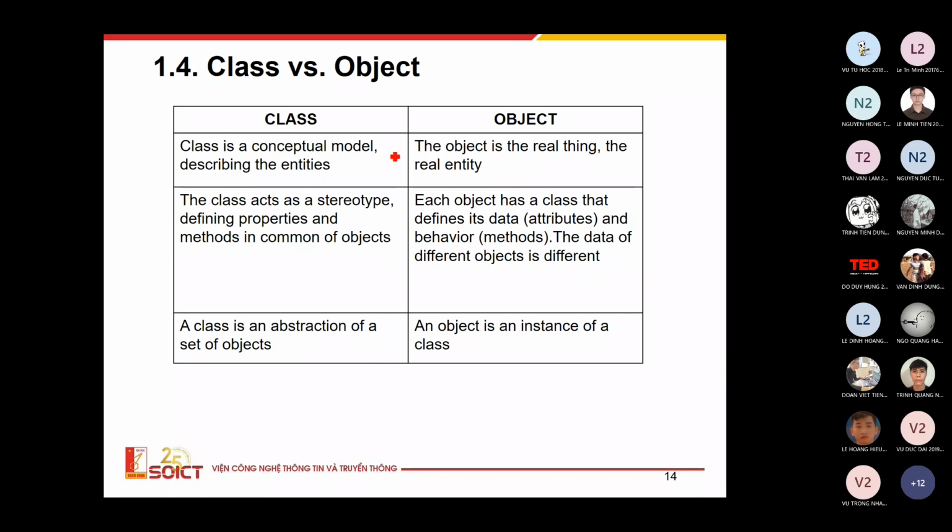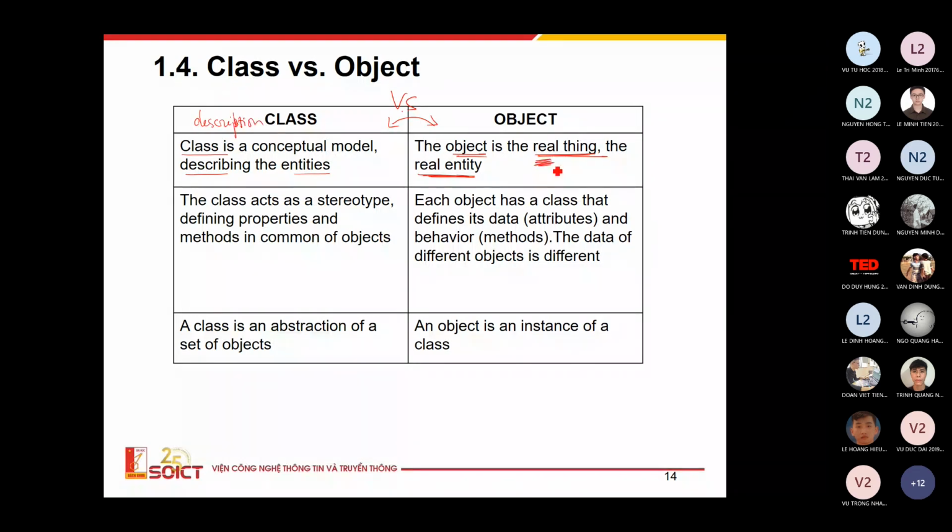And this is the comparison between class and object. We know that a class is a conceptual model just to describe the entity, and an object is the real thing, the real entity. One is just the conceptual description.